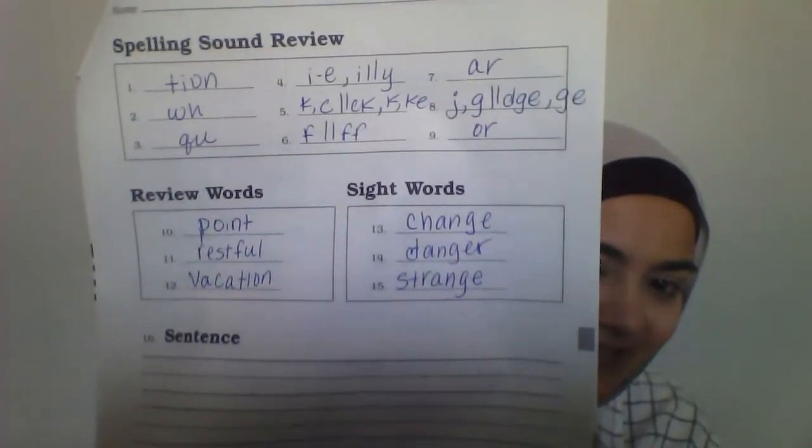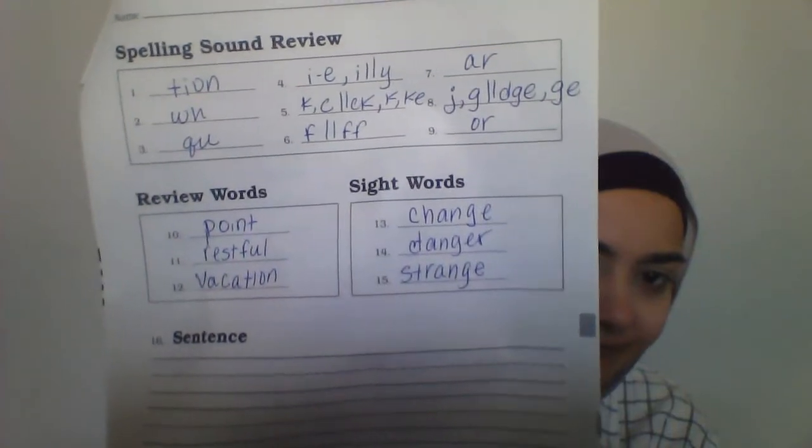Where it says sight words next to number 13, write the word change. All right, next to number 14, write the word danger. Next to number 15, write the word strange. Okay, so far your paper should look like mine. If you need time to write this down, pause the video now.